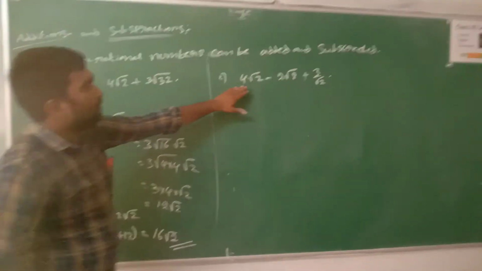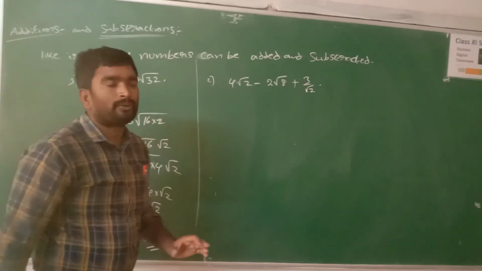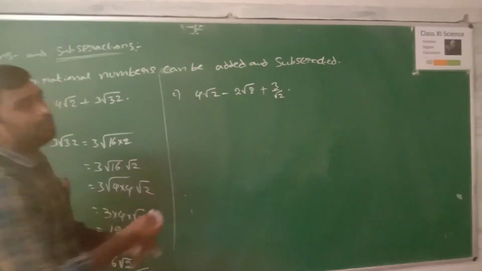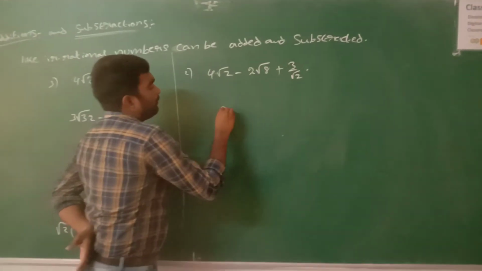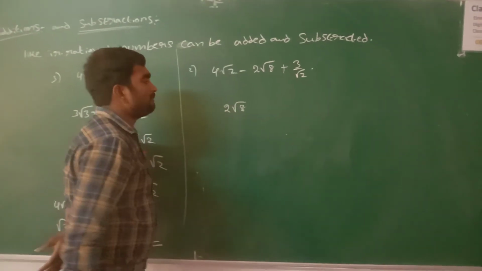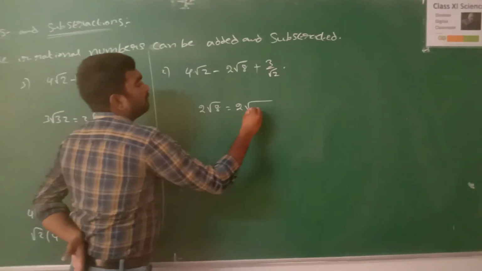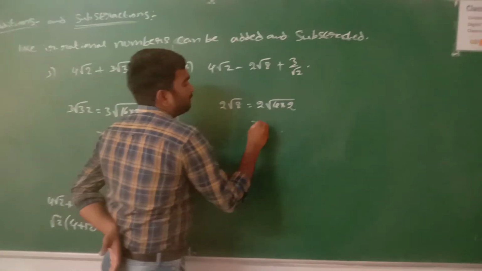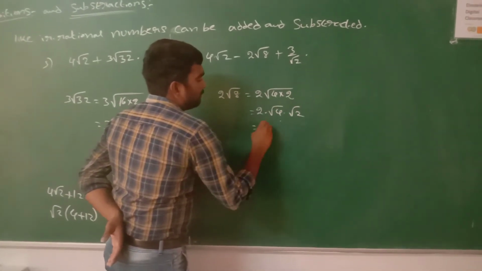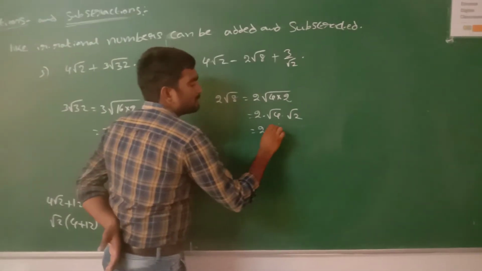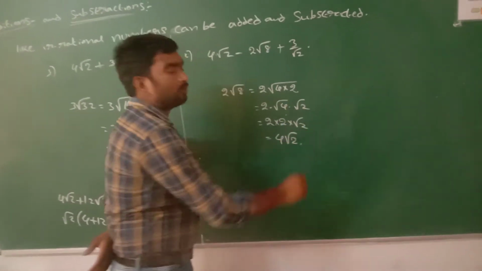Next problem, 4 root 2 minus 2 root 8 plus 3 by root 2. These are all not in the common factor, so they will be modified. First of all, take 2 root 8. This will be changed into root 2 factor, that is equal to 2 into square root of 4 into 2, that is equal to 2 into root 4 into root 2, root 4 value is 2, that is equal to 4 root 2.